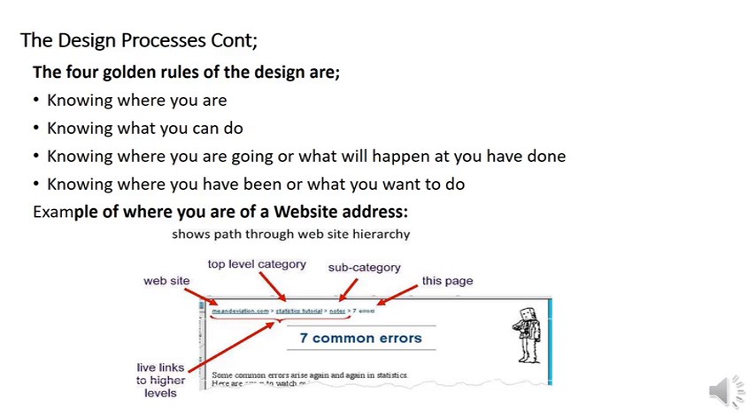Example of where you are: a website address, showing paths through the website. See where you are on websites: top level categories, then subcategory, then this is the page. Meaning that the address is pattern driven, so you have to follow that pattern. When you are in a website, it follows a certain pattern to get to where you are at the page. This links to a higher level.